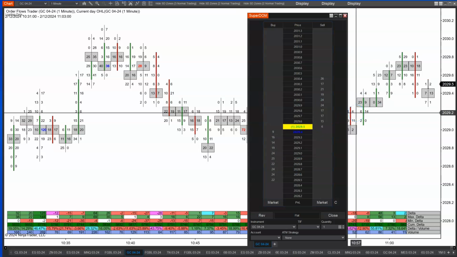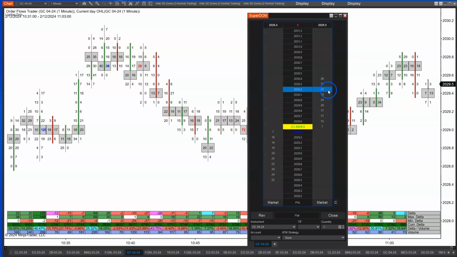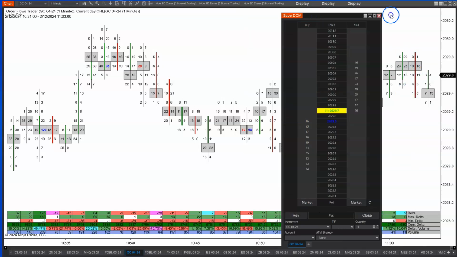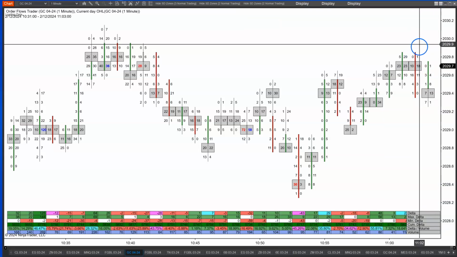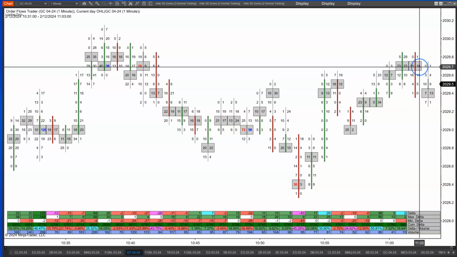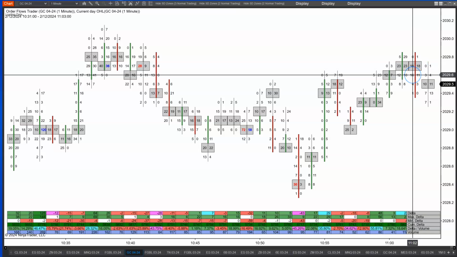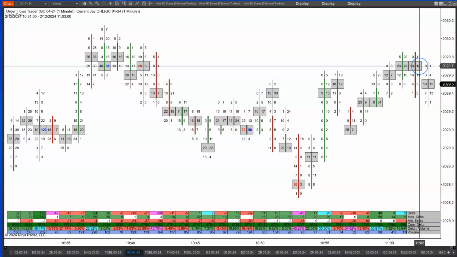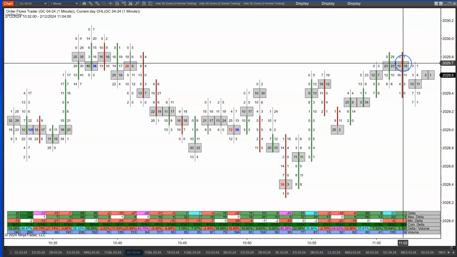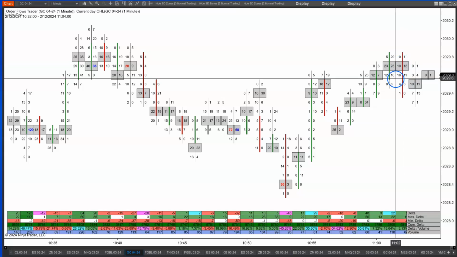When you're looking at a DOM, you're seeing the passive sellers up here on the offer, and you see the passive buyers down here. Whereas if you're looking at the footprint, you could actually see how much traded at price. For example, right here on this red candle, I can see when the market was 2029.6 at 2029.7, 16 traded on the bid at 9.6, 18 traded on the offer at 9.7 in this bar. This is a 1 minute chart.